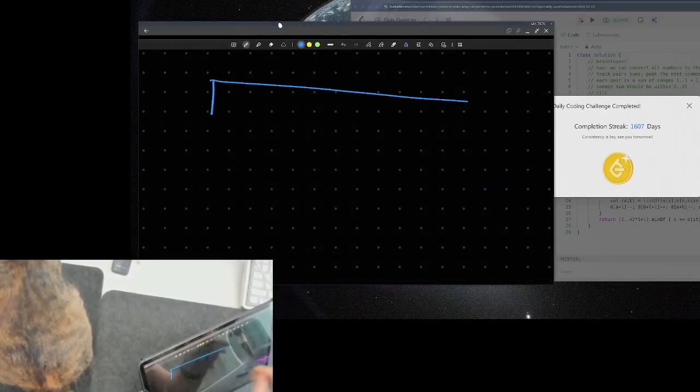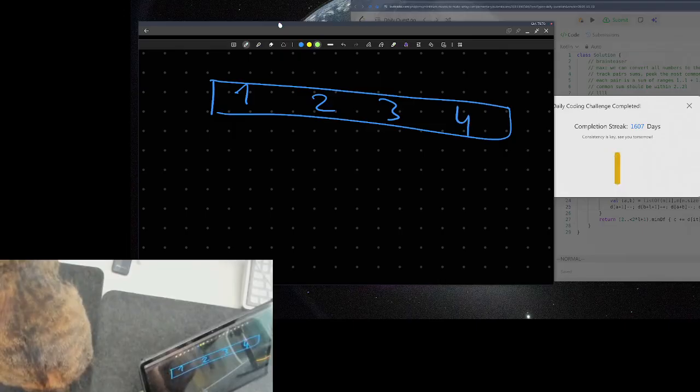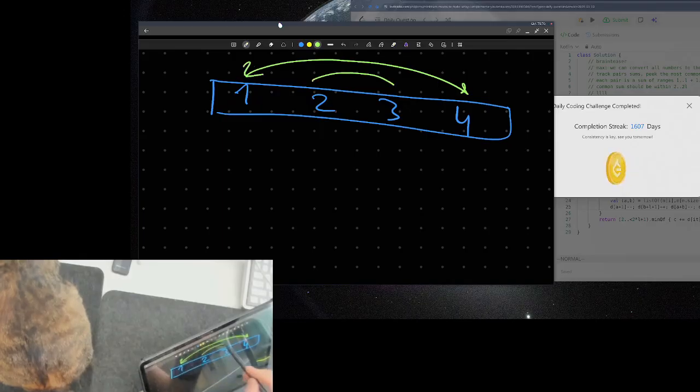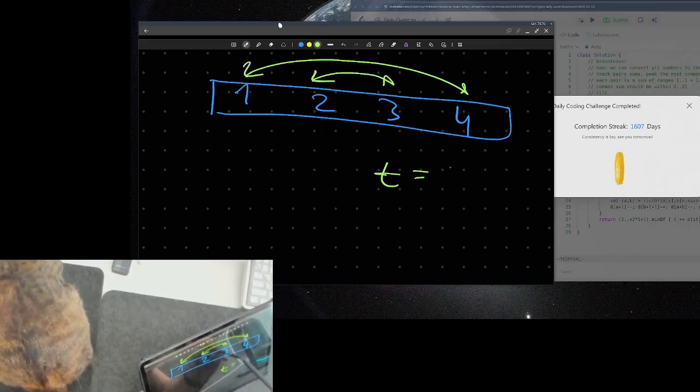Okay, we have a list of numbers and we want to make them equal pairwise to some target sum, like for example 5.